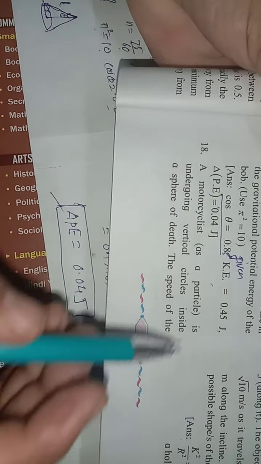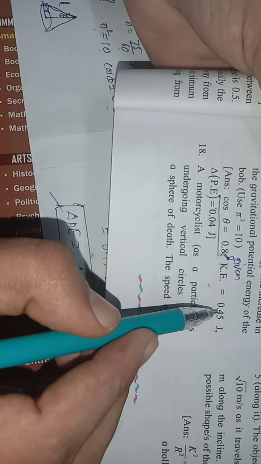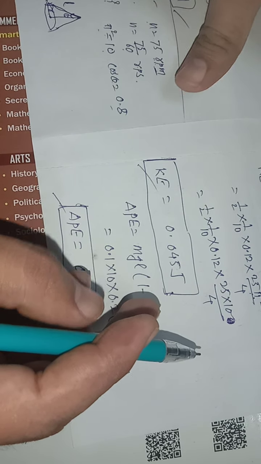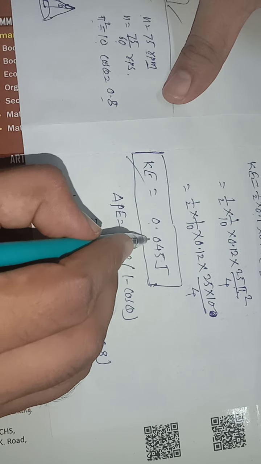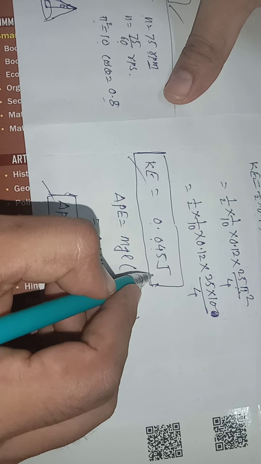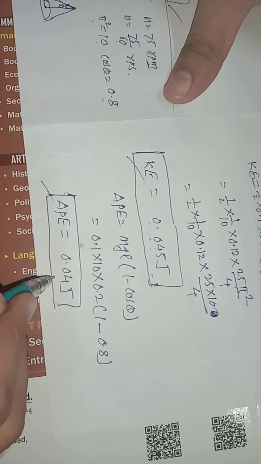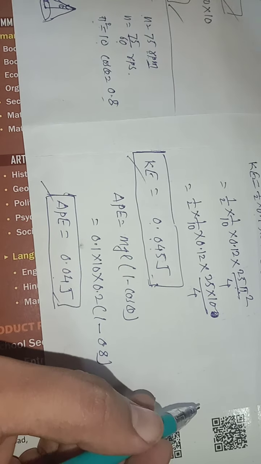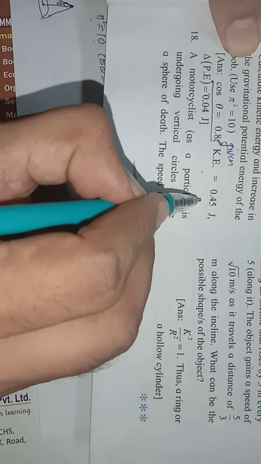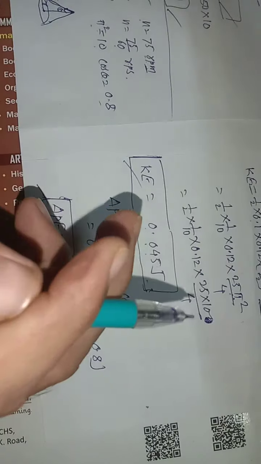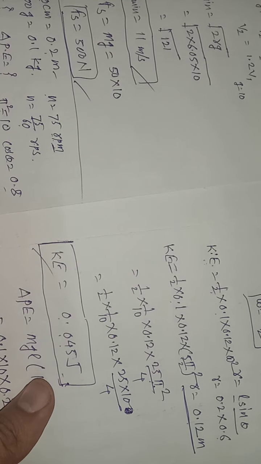The kinetic energy given here is 0.14, so this answer is not matching. Our answer is 0.045 joule, and potential energy is 0.04. That means there is a print mistake there. This answer is 0.045 joule.